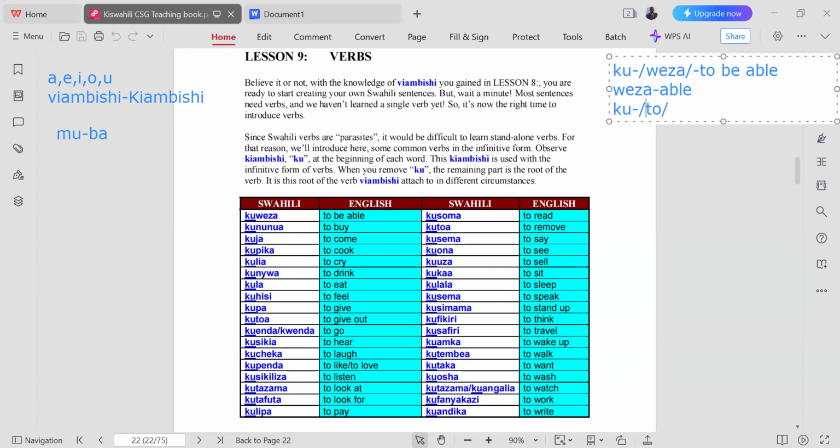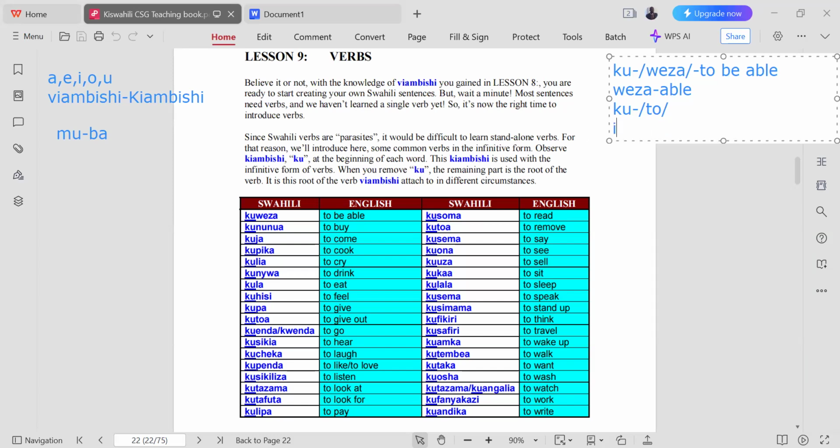Any question in regards to what is kiambishi and how we put them in the words before we go to the main verb here? As I've explained, Kiambishi is the singular of prefix or suffix. If it is plural, we call it Viambishi. Now, if kuweza is to be able, when you're saying I am able, what would you use in the front instead of ku? I'll have to take us back a bit.